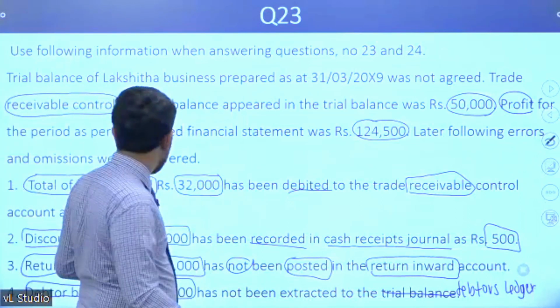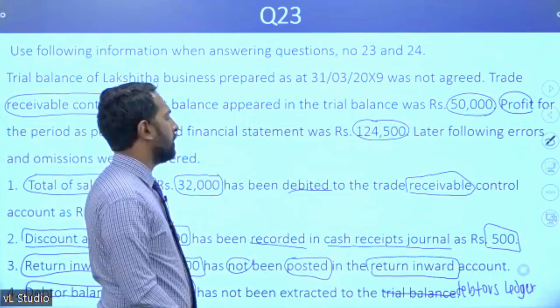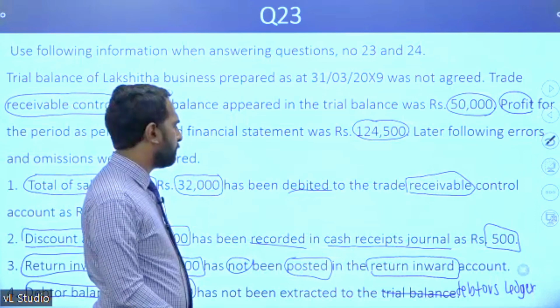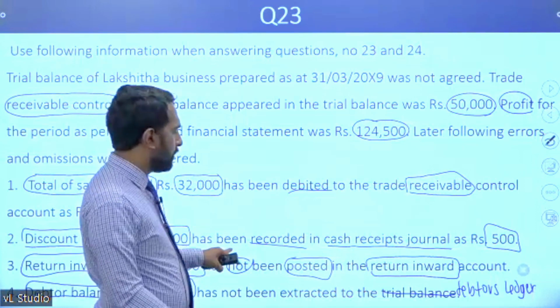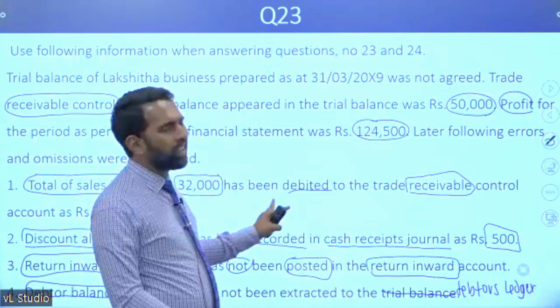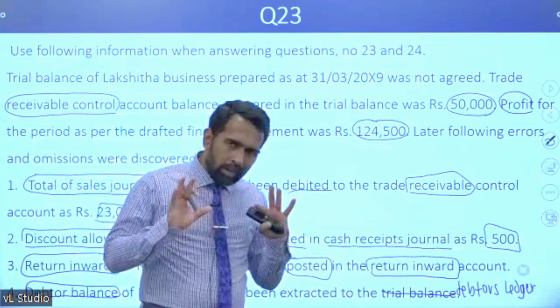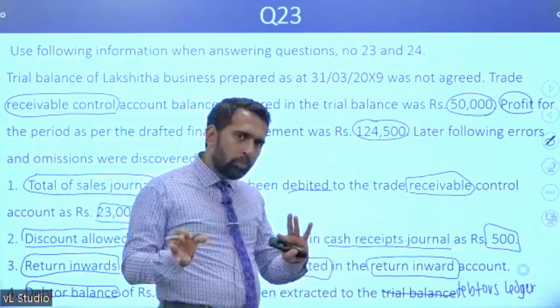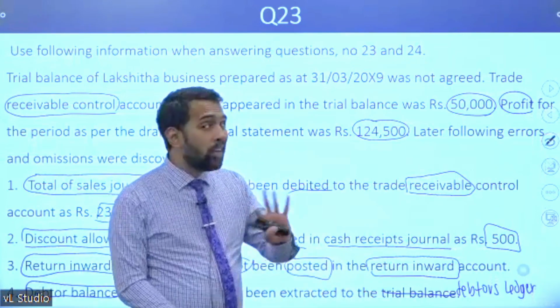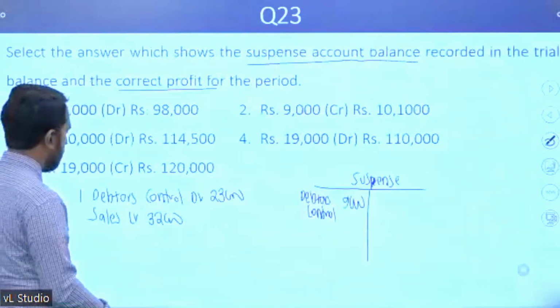Discount allowed of 5,000 has been recorded in the cash received journal as 500. Here, the discount allowed of 5,000 has mistakenly been put as 500. That means the double entry will be passed for 500, so there won't be any suspense account impact. What is the double entry they will be passing?